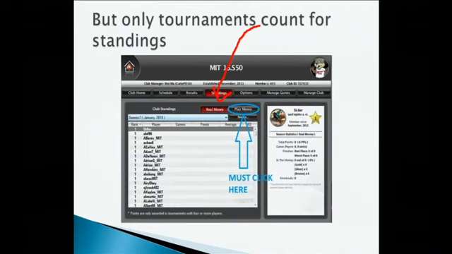Okay, but yeah, only tournaments count for standings, and if you want to see the standings, you have to click the blue arrow, and then you can see the standings. Some people ask me about this. So if you want to see your standings, how many points everyone has, how many points you have, you can click that.